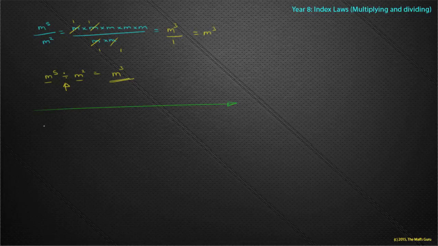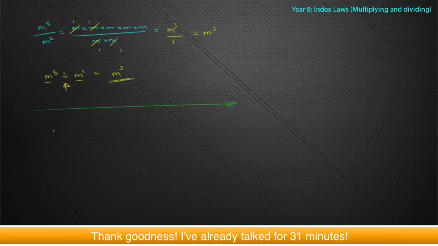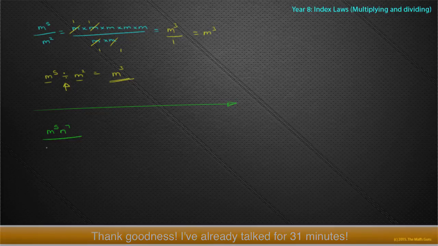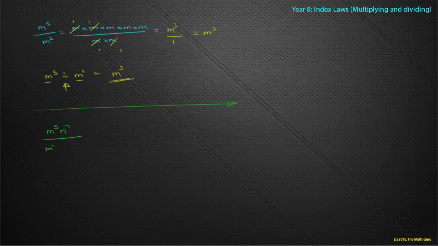Now there's only so much I can teach you in a video, and I'd love to sit here all night just talking to myself, but here's my last example. I wonder if you can work out how I got the answer. M to the floaty 5, n to the floaty 7, divided by m to the floaty 3, n to the floaty 2.